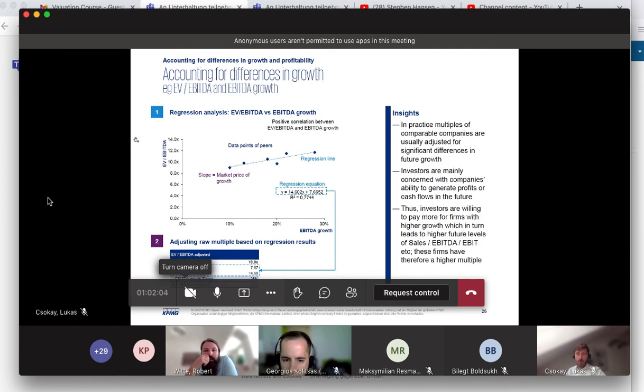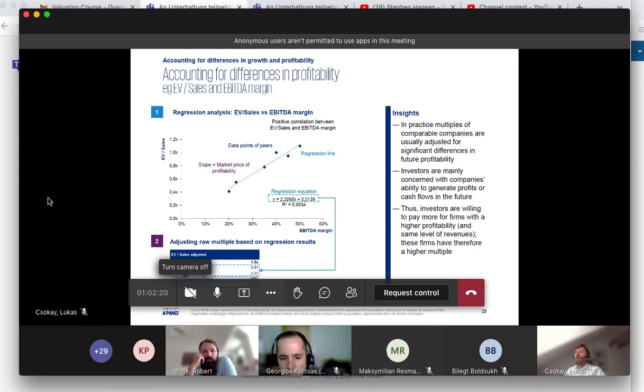So in practice, I think the adjustment for the differences in profitability is a very common thing to do, because again, in the end, your EV sales multiple just ignores the profitability entirely, and therefore you really want to make sure that you have a proper level of profitability in that.